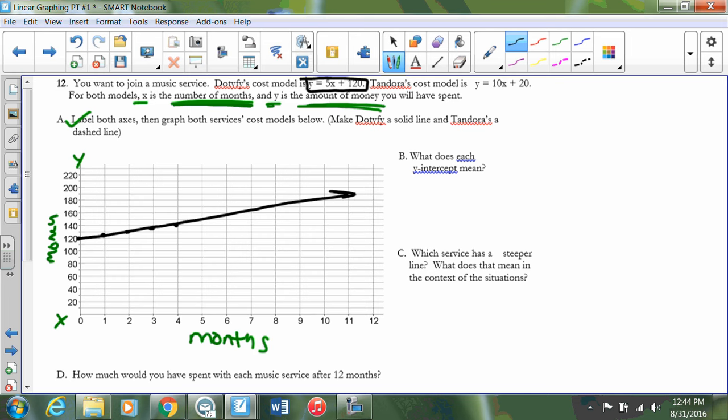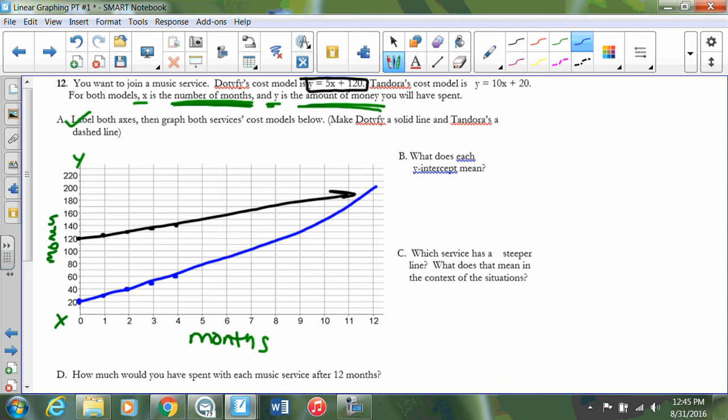And then when we look at Tandora's, which I'll go ahead and put in a different color, our y-intercept is 20, but our slope is 10. So that means we're going to jump all the way up to 1, over 1, up 1, over 1, up. It's really up 10 over 1, but you know what I mean. I'm jumping up to the next line. Okay, and if we draw, eventually I think they're going to, well, all right, I hooped it a little bit.